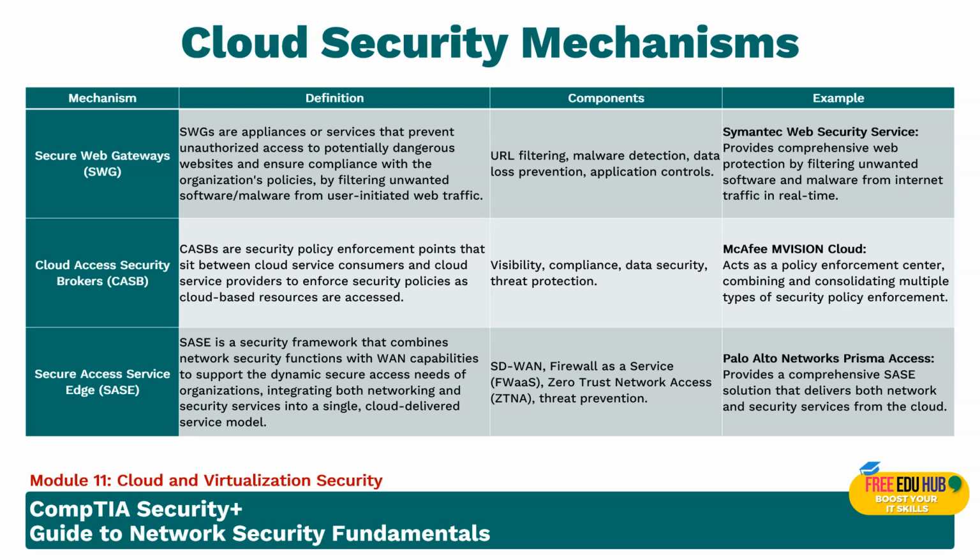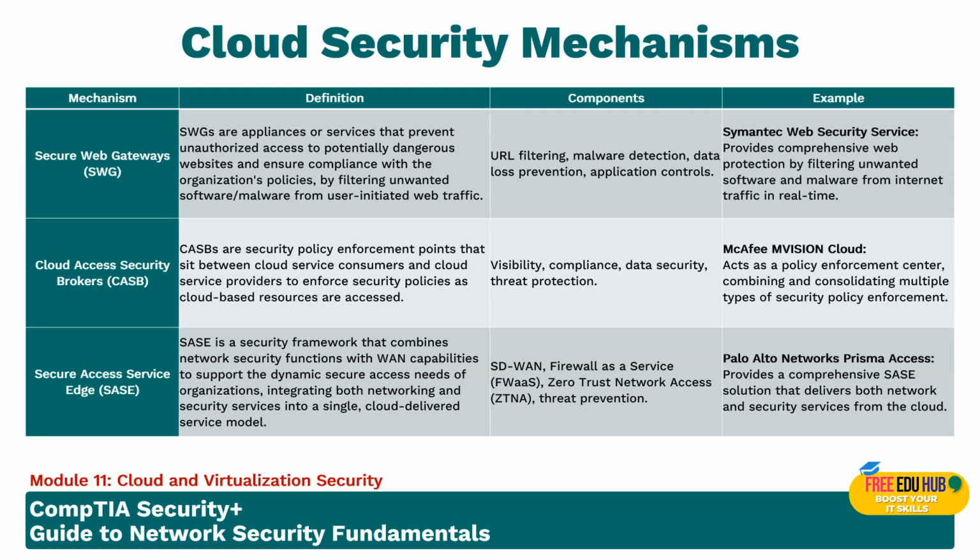It provides a comprehensive solution that delivers both network and security services from the cloud. So we can say that it's a new enterprise network technology that combines network security functions such as SWG, CASB, or firewall as a service with WAN capabilities like SD-WAN to support the dynamic secure access which would be needed by the organizations. Essentially, SASE could leverage the functions into a single integrated cloud service that can be delivered uniformly to all edges. Now, this model is particularly beneficial for organizations with geographically dispersed resources and personnel who require consistent and secure network access regardless of their location.